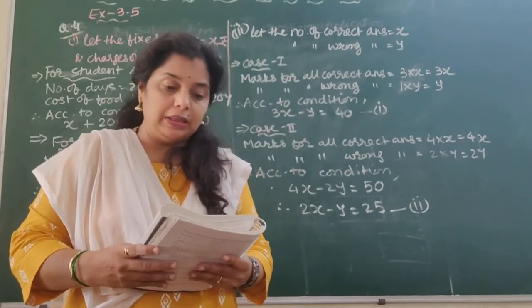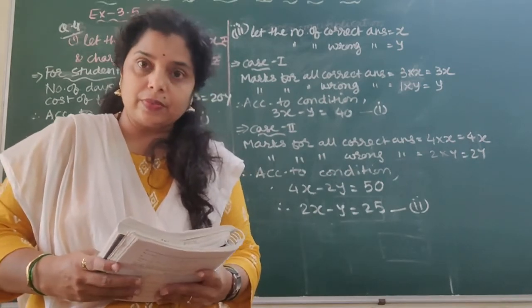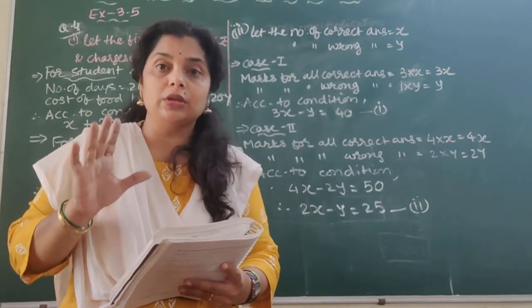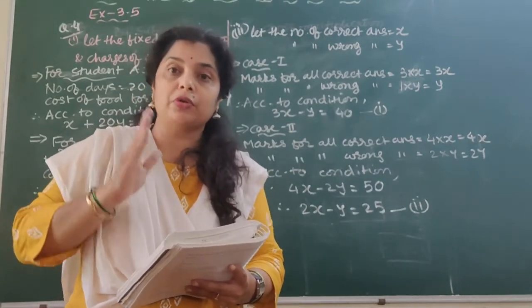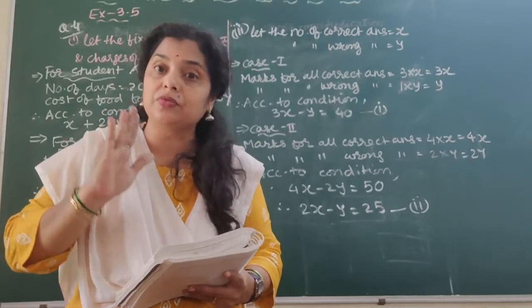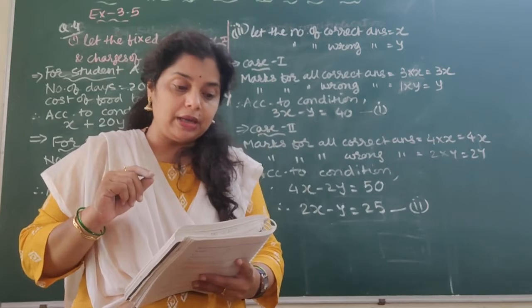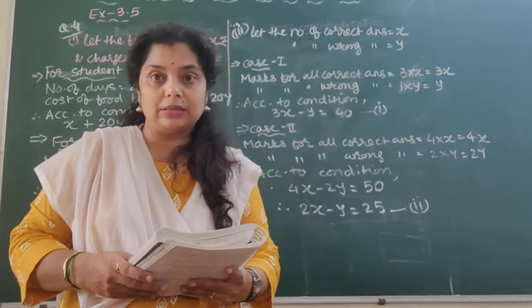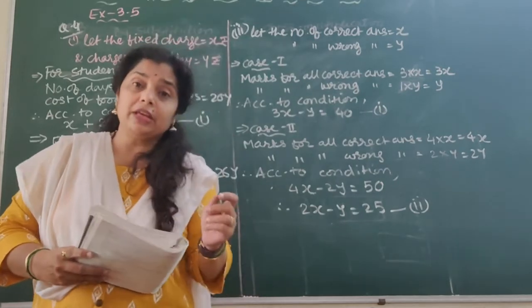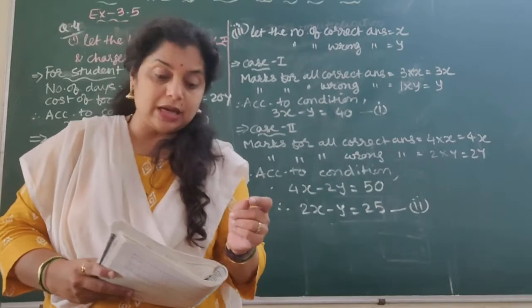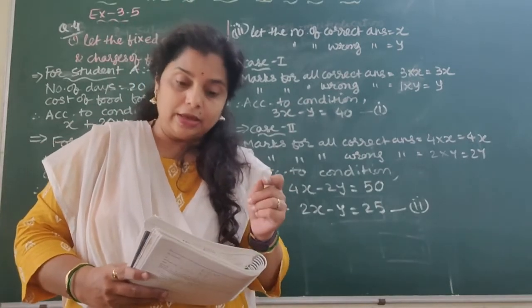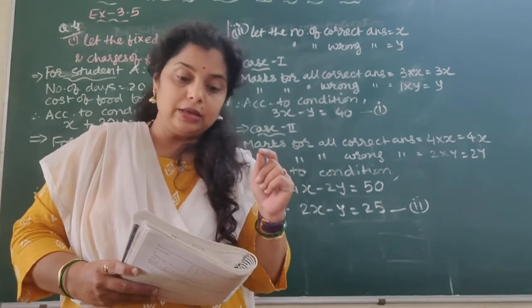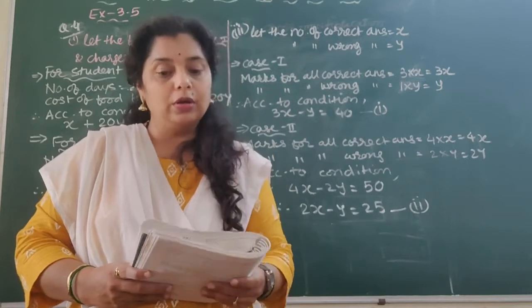A part of the monthly hostel charges is fixed. The monthly hostel charge is fixed. Monthly means for 30 or 31 days. Either you stay for 20 days or 26 days or 30 days, it is fixed. And the remaining depends on the number of days one has taken food. So the variable charge depends on the food charges per day. So here there are two types of charges: fixed for the hostel, and the second is the variable charge per day for the food.